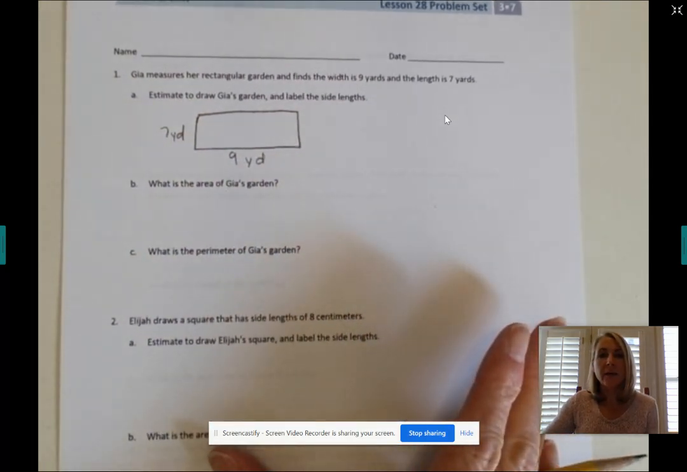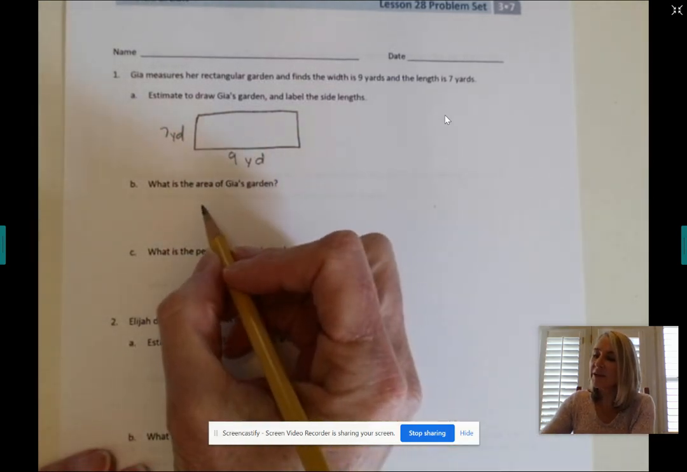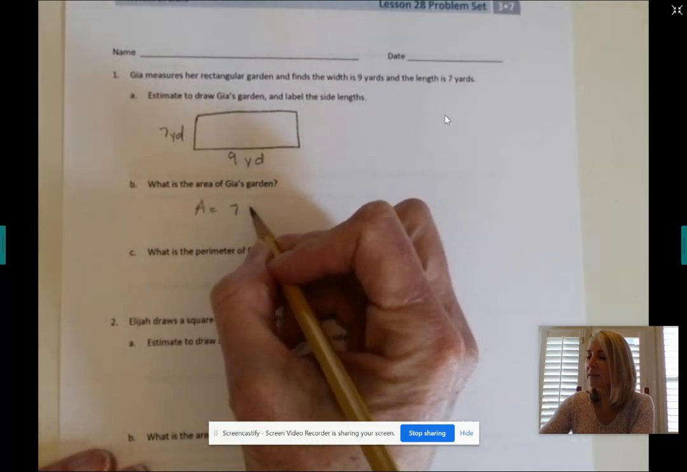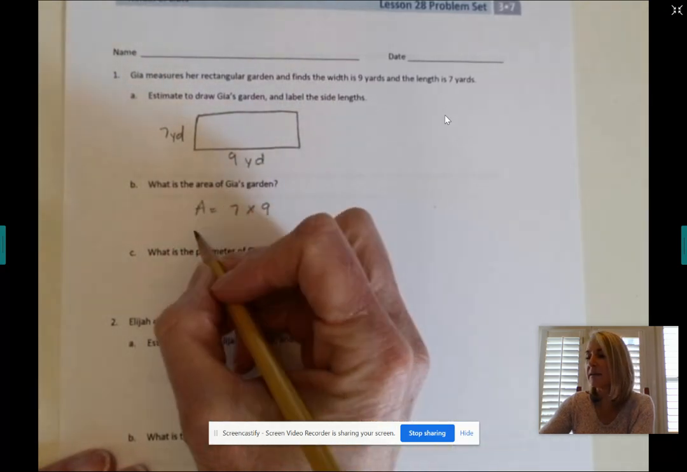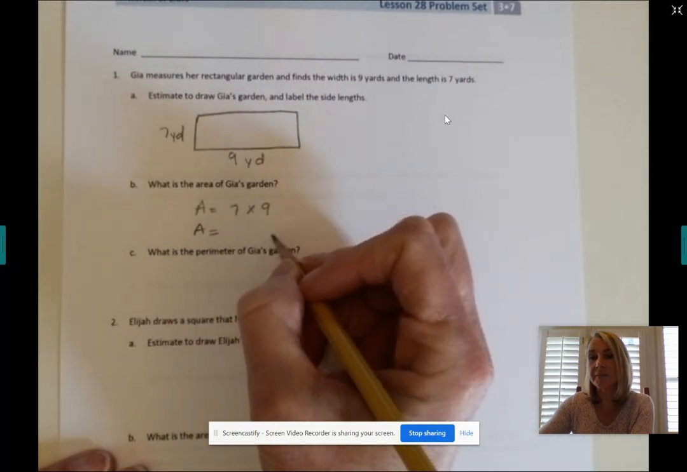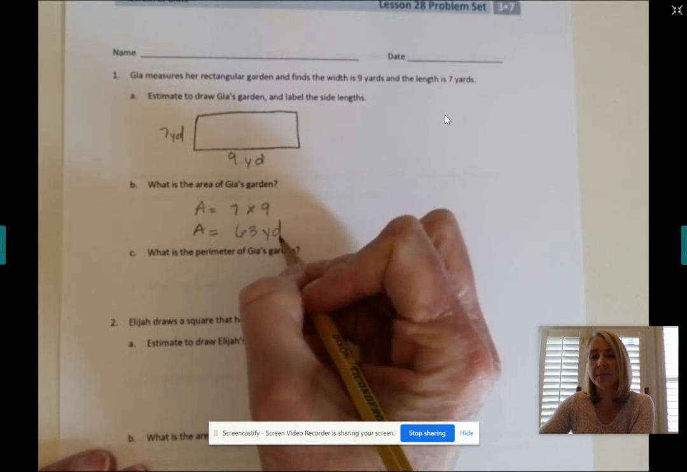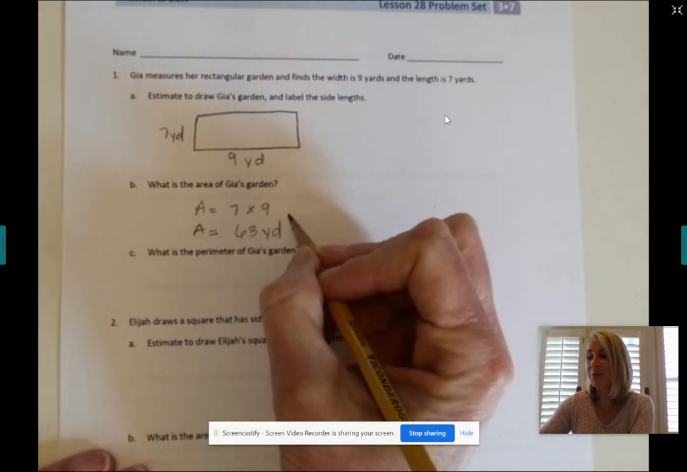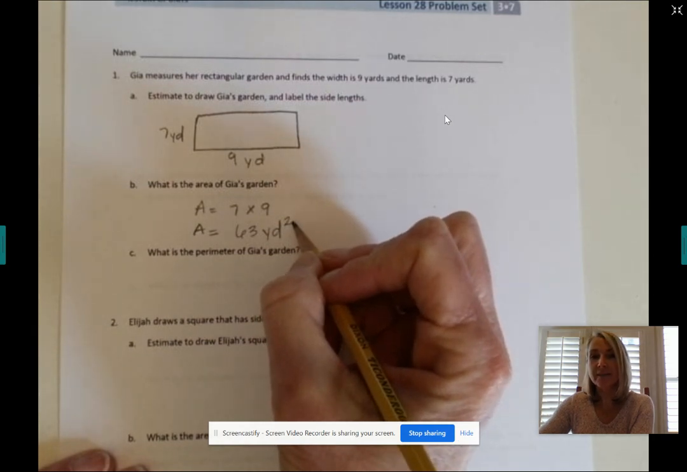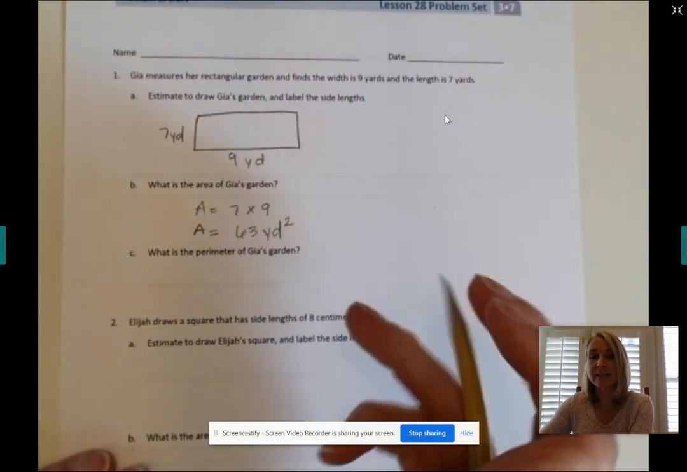B, what is the area of Gia's garden? So we would take Gia's garden and we would take the area as 7 yards times 9 yards. So the area of Gia's garden is what, 7 times 9? Yep. 63 yards what? Yes, squared. Okay, 63 yards squared because it is the inside area. It's as if we tiled the inside.